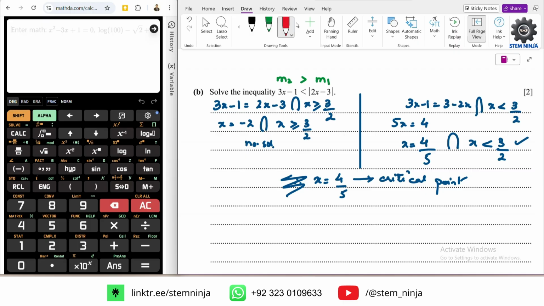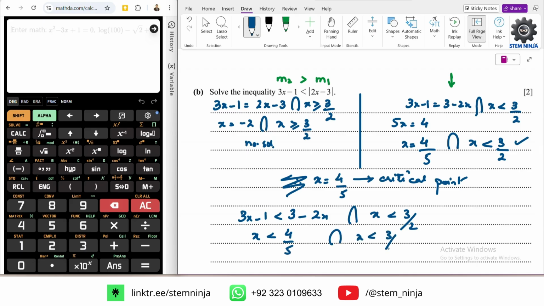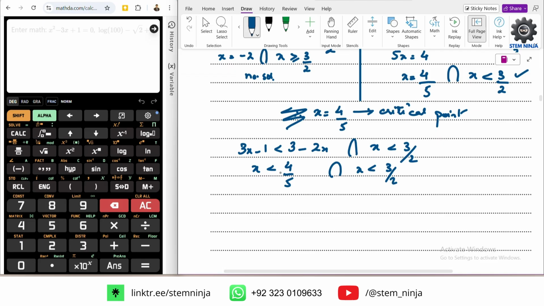You could have done the same thing with this plain less than also. So for example, if I just do this with the plain less than symbol, I will get exactly the same thing. So 3x minus 1 less than 3 minus 2x, x less than 3 by 2. You will get exactly the same thing, 5x less than 4 and x less than 4 over 5, 3 by 2. So this means that the solution is correct because 4 over 5 is less than 3 by 2. So therefore x less than 4 over 5. This is the final answer.